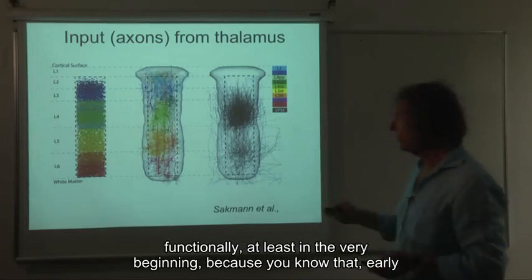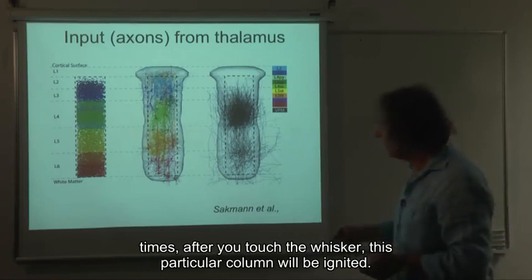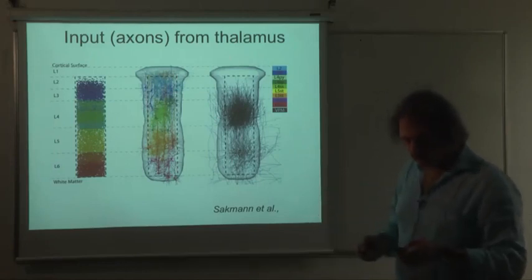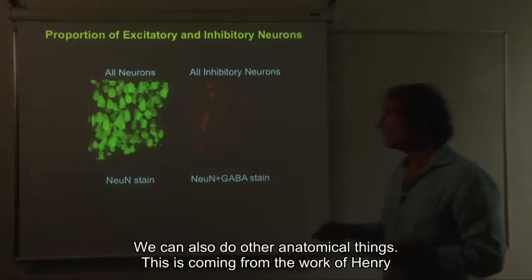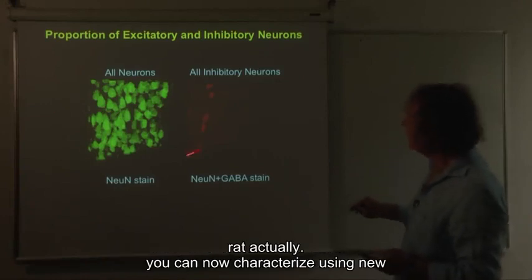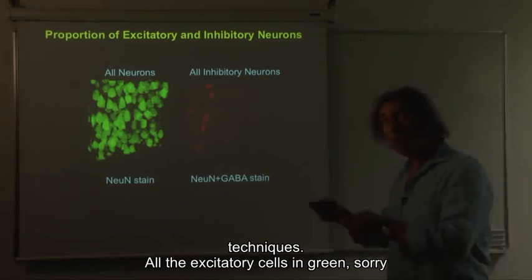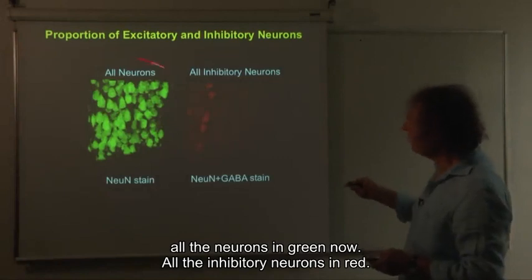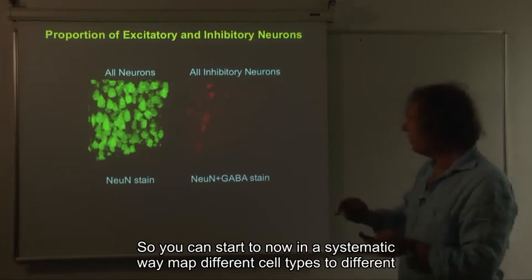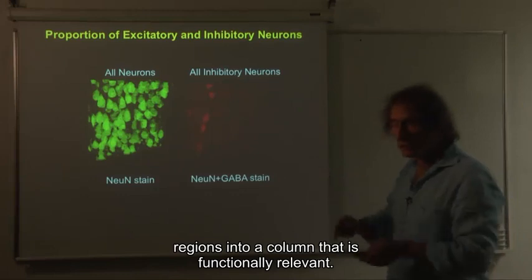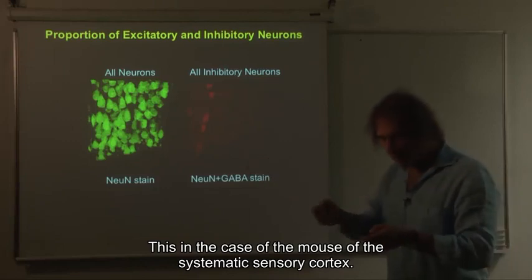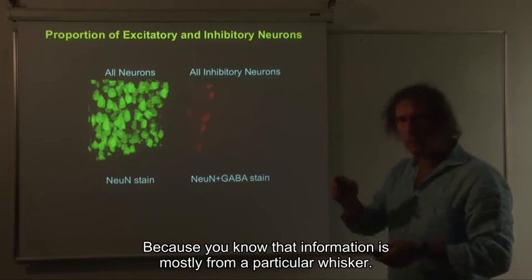And also functionally, at least in the very beginning, because you know that at early times after you touch the whisker, this particular column will be ignited. We can also do other anatomical things. This is coming from the work of Henry Markram in another somatosensory system, in this case of the rat actually. You can now characterize, using new techniques, all the excitatory neurons in green, all the inhibitory neurons in red. So you can start now, in a systematic way, to map different cell types to different regions in a column that is functionally relevant, at least in the case of the somatosensory cortex, because you know that the information is mostly from a particular whisker.